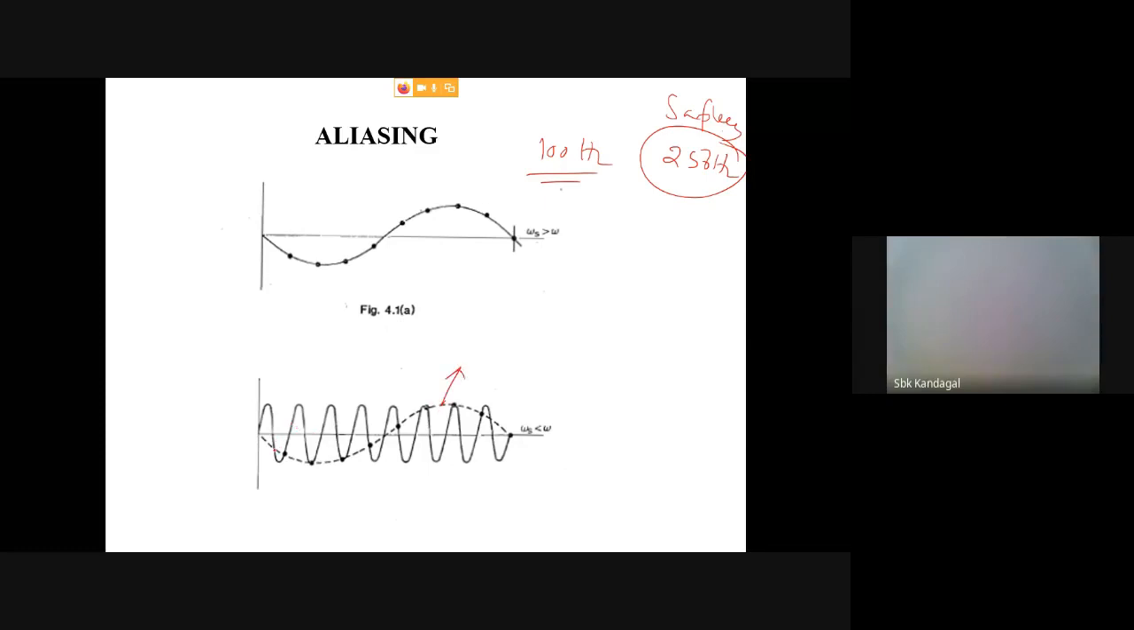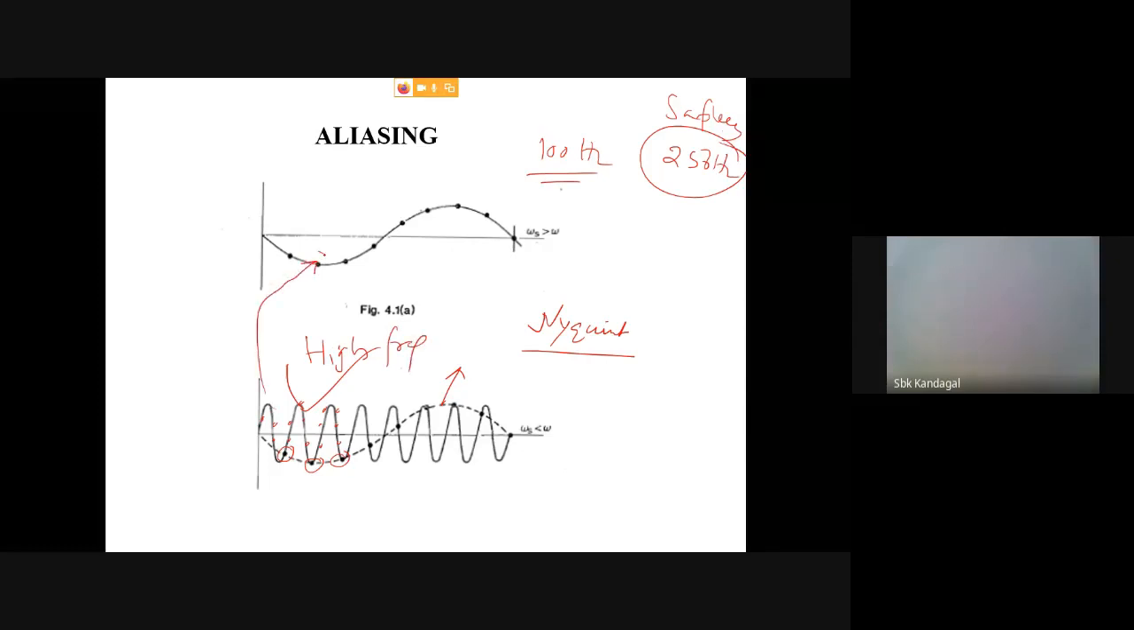Strictly speaking, the number of samples should have been more, but now you have taken only a small number of samples. Here you see, so many more samples would have been better, such that you will get a correct signal. But unfortunately, if your sampling rate is lower than the Nyquist criterion, then a high frequency signal will appear as low frequency, as you see here.